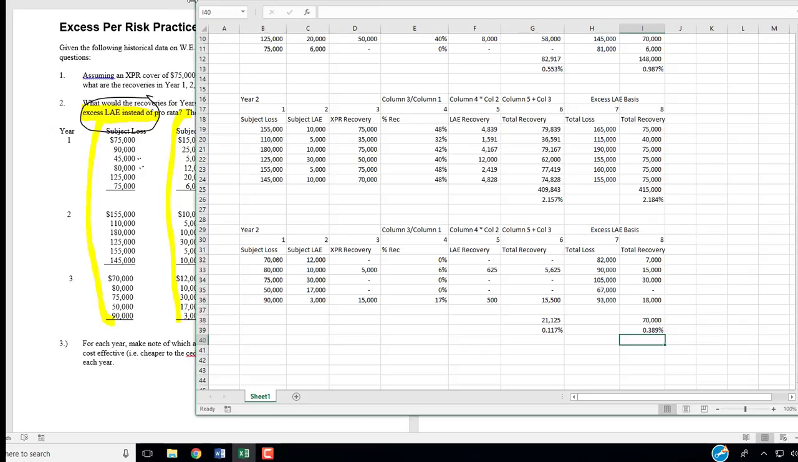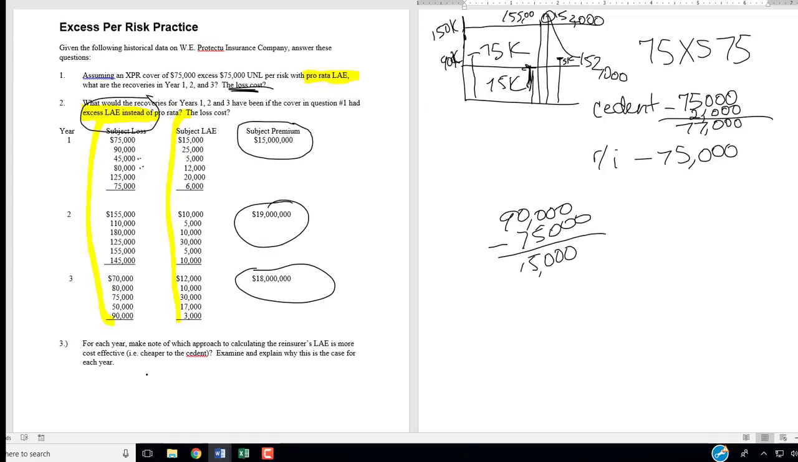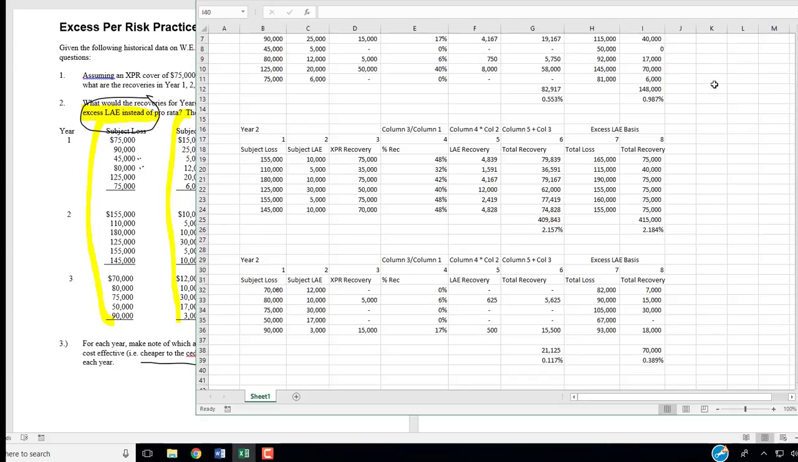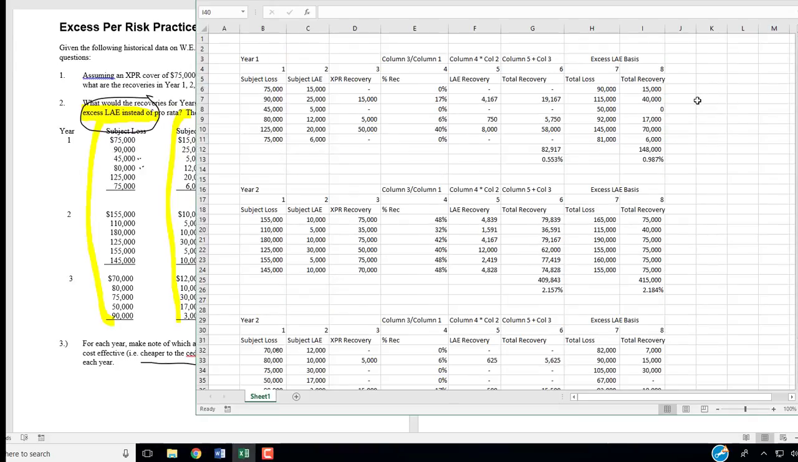But we do have another question, so let's look at it. It says, for each year, make note of which approach to calculating the reinsurer's LAE is more cost effective, i.e. cheaper to the cedent. So cheaper to the cedent is actually going to mean that the reinsurer pays more. Or another way of thinking about it is cheaper to the cedent means the cedent gets a larger recovery. We can actually just look at the recoveries, the total recoveries, or we can compare the loss cost.